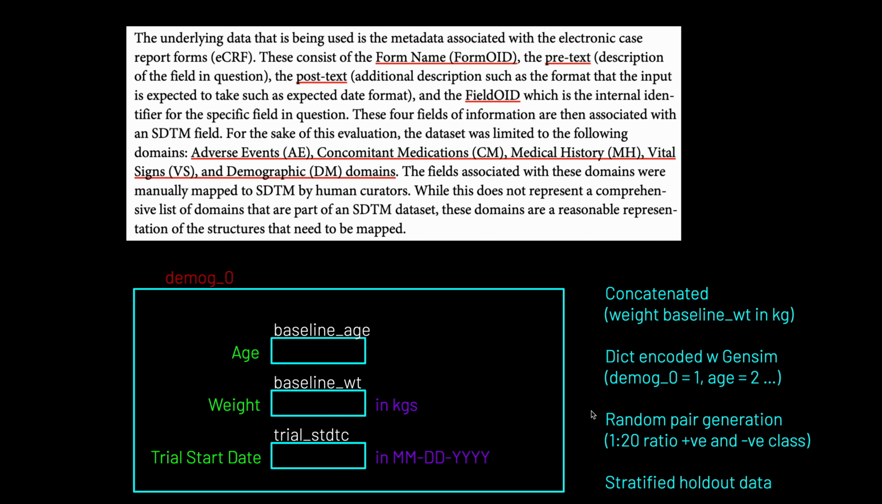As we have seen, Siamese network needs pairs of input. Positive pairs are used to train a model to identify similarity, and in the same way negative pairs, the pairs from different classes, are used to train the model to identify the differences. They have maintained a 1:20 ratio for positive and negative classes. And finally, a stratified holdout dataset is created.